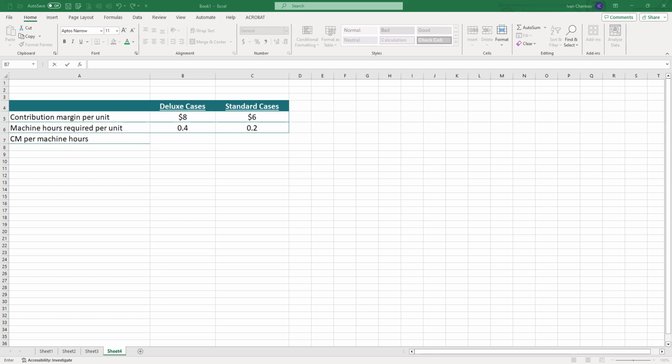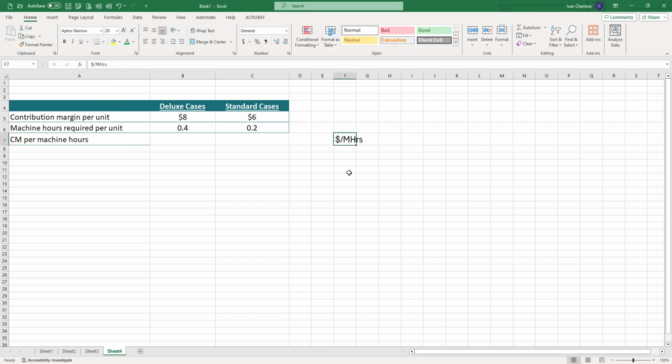Contribution per machine hour. Okay. Machine hours required per month. What are we chasing? What will be the dimension of our calculation? We need dollars per machine hour, correct? Yes. Dollar per machine hour. Which one is our numerator? Which one is our denominator? It's right here. $8 over 0.4. So contribution margin is the numerator, machine hours is the denominator.